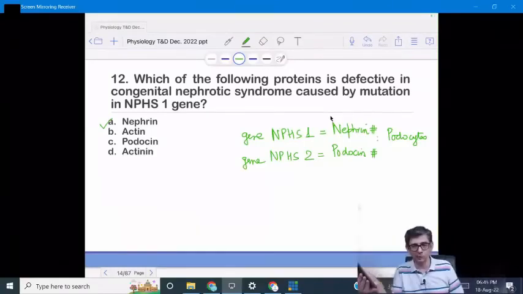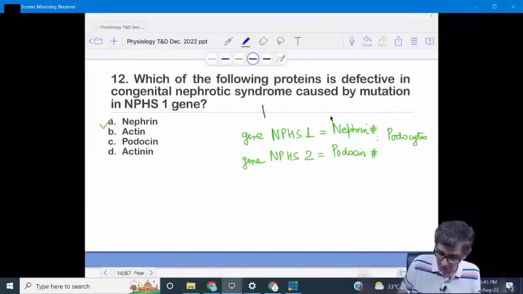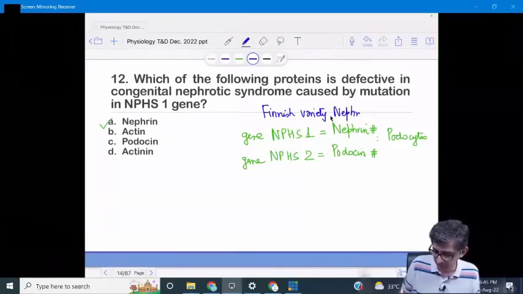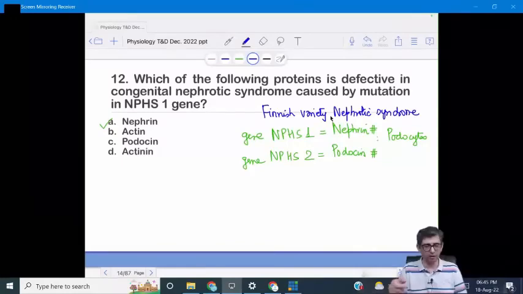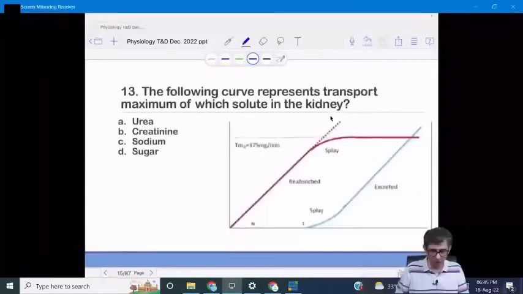N comes before P, so that's how you remember: nephrin for NPHS1 and podocin for NPHS2. The alternative term that is used to describe the combination of these two defects is the Finnish variety of nephrotic syndrome. Or instead of saying Finnish variety of nephrotic syndrome, we might even use the word congenital nephrotic syndrome. 12 is sorted, we come to 13.